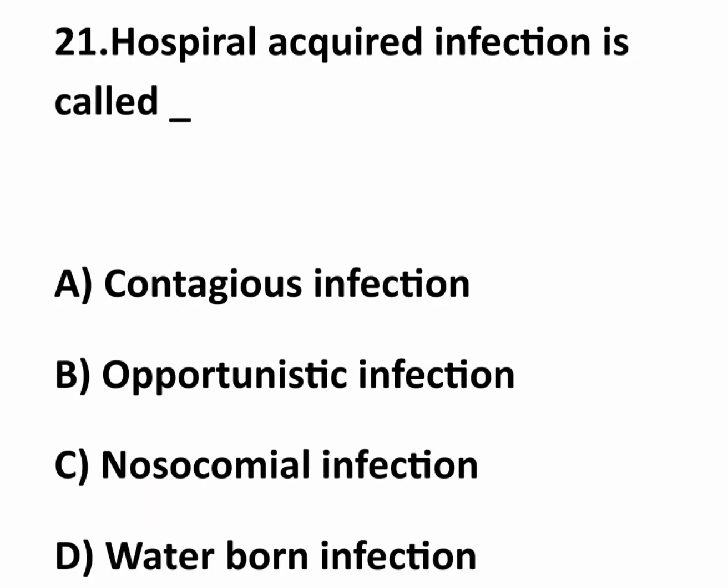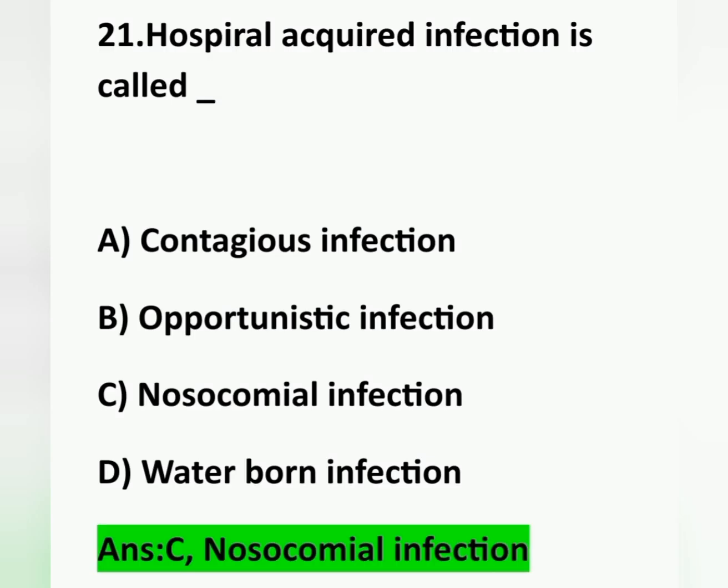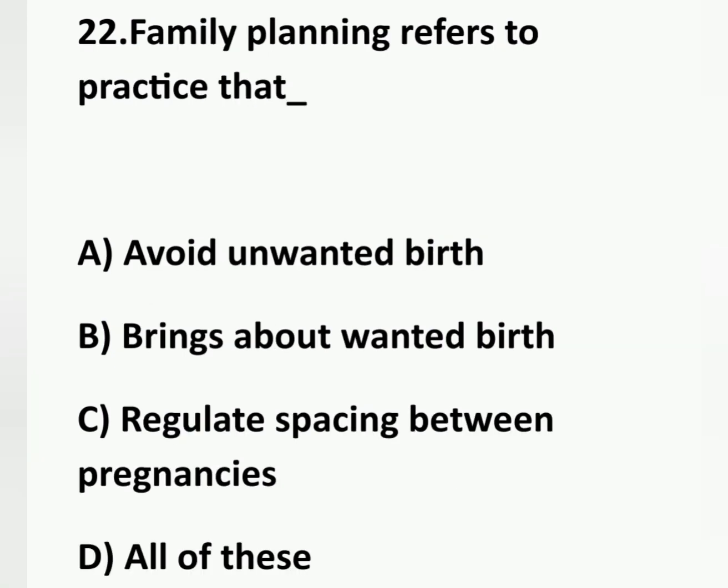The next question, hospital acquired infections is called. Options are option A contagious infection, option B opportunistic infection, option C nosocomial infection, option D waterborne infection. Hospital acquired infection is known as option C nosocomial infection. Hospital acquired infections are known as nosocomial infection. Move on to the next question.